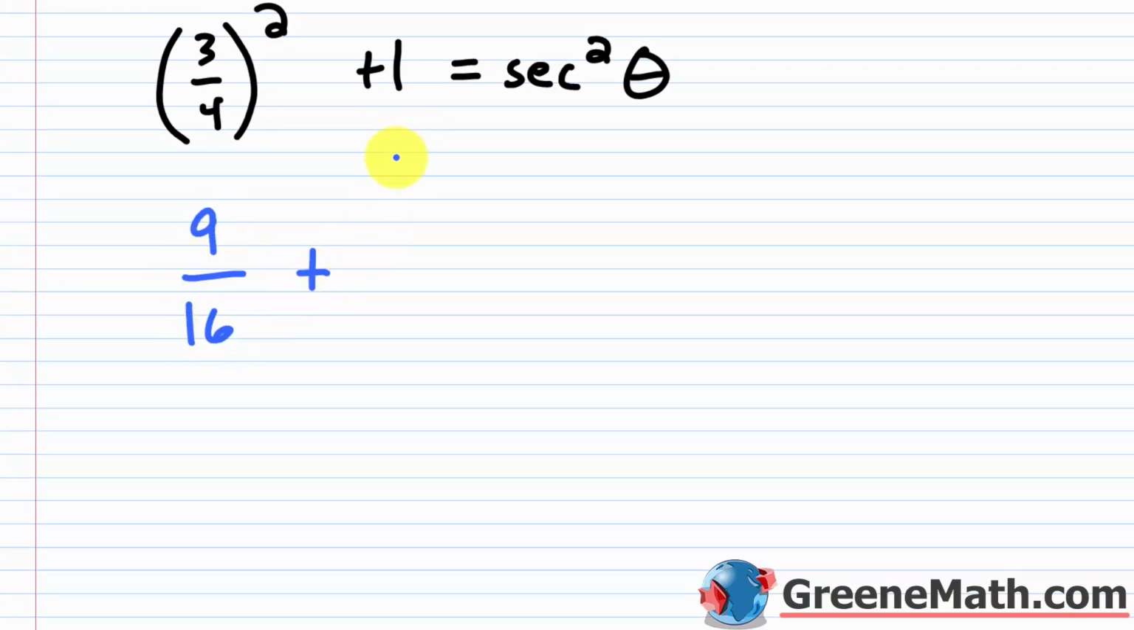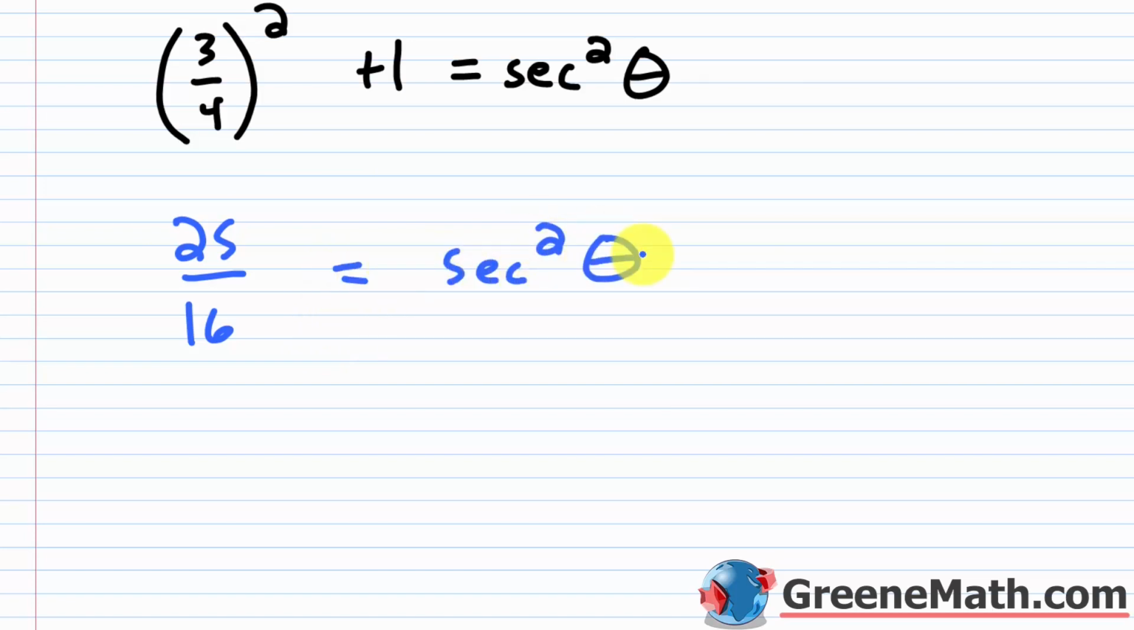Now, to do anything here, I know I need to get a common denominator, so I might as well just write this as 16/16 and just go ahead and add. 9 plus 16 is 25. So this would be 25/16, okay? So this equals secant squared theta.